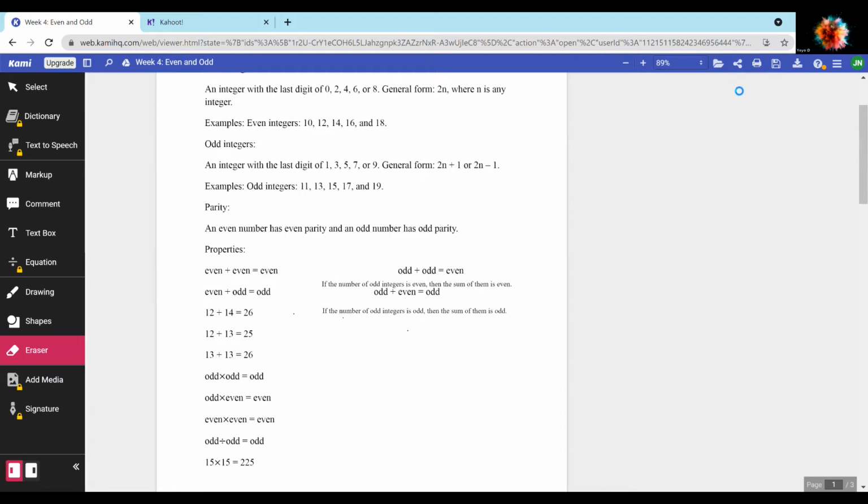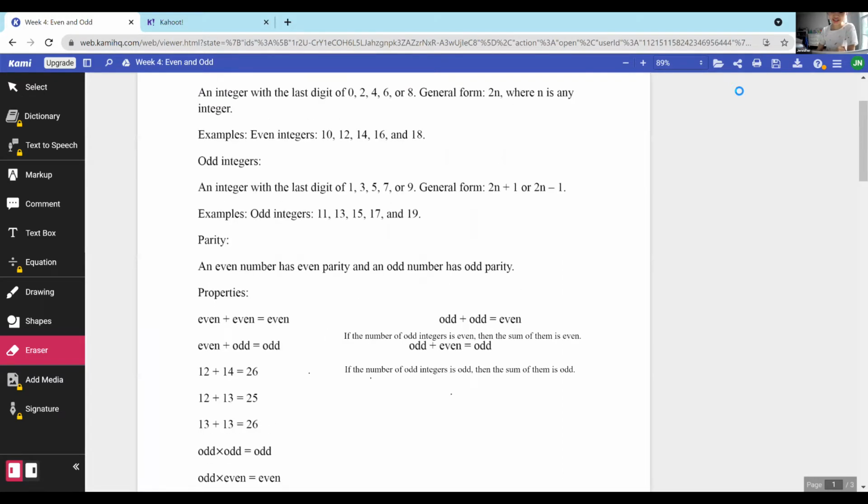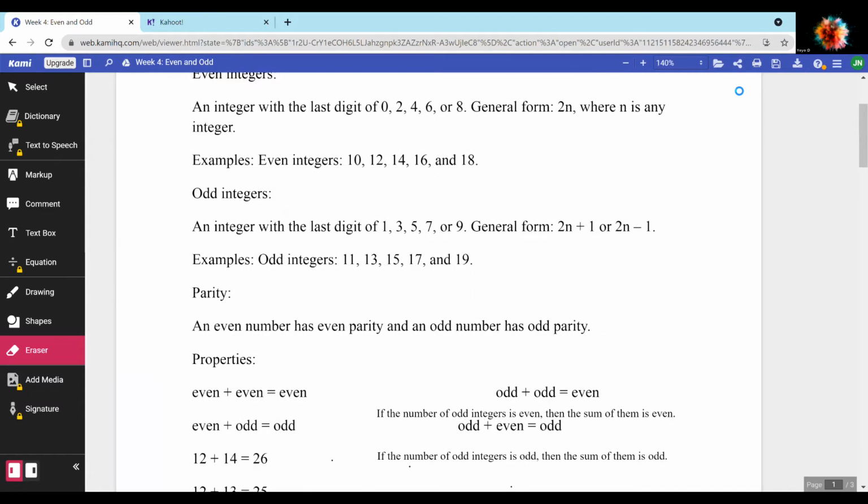Can you make it larger, please? Sure. This is good. Yes, thank you.